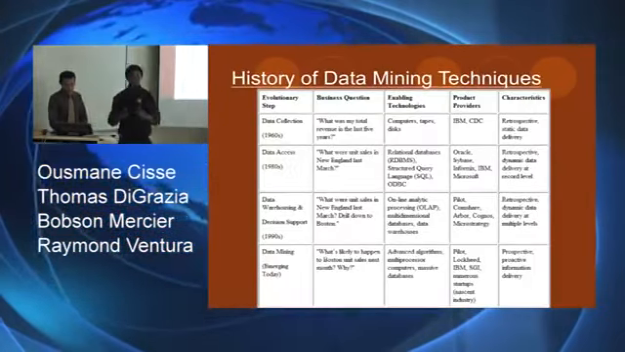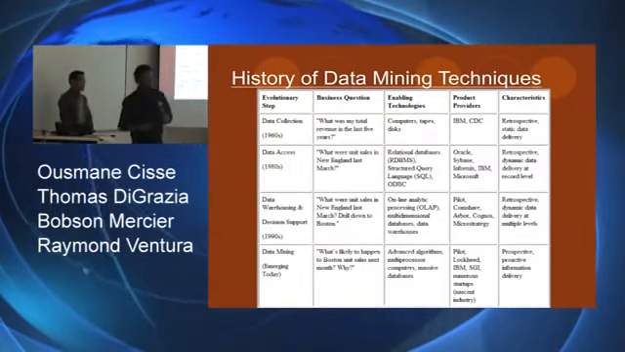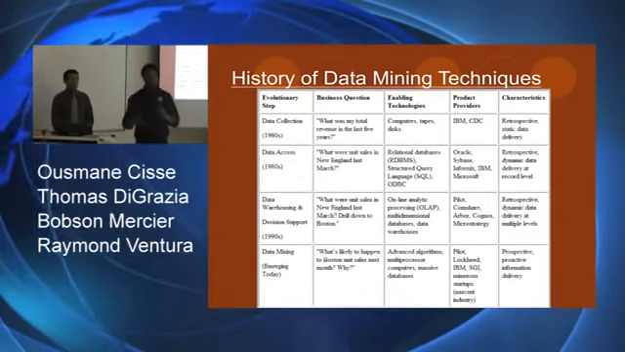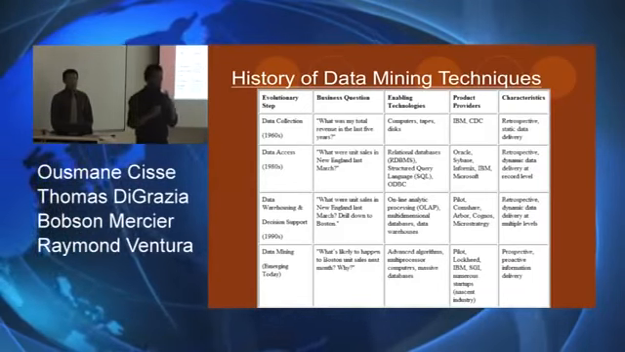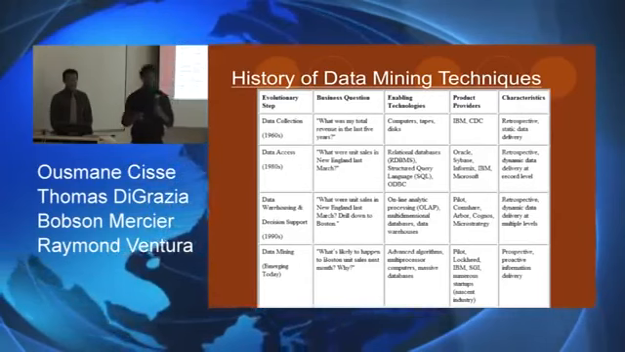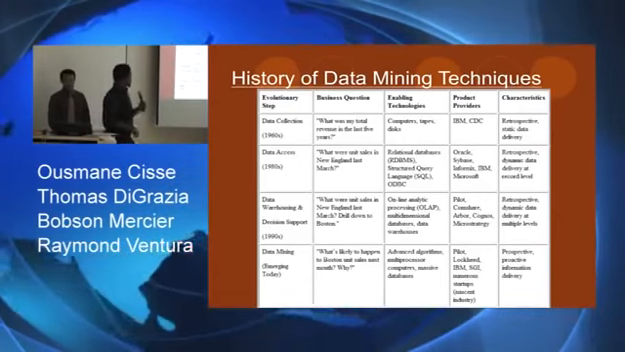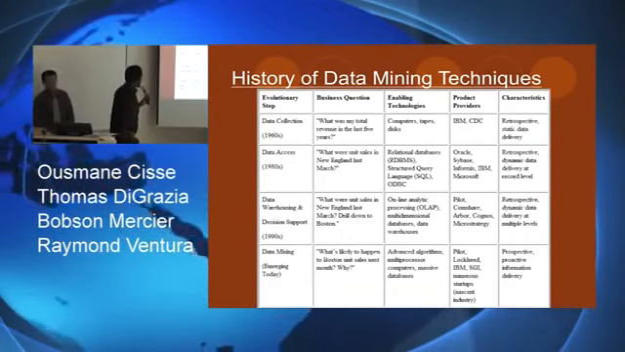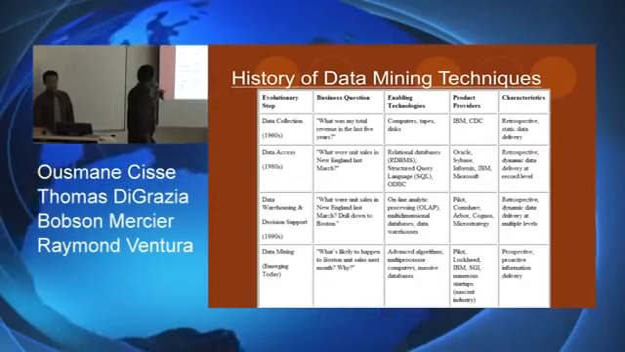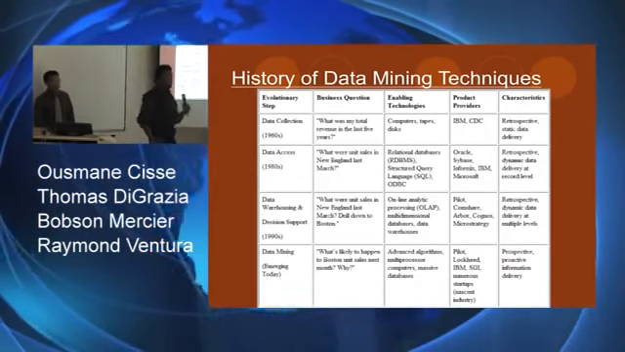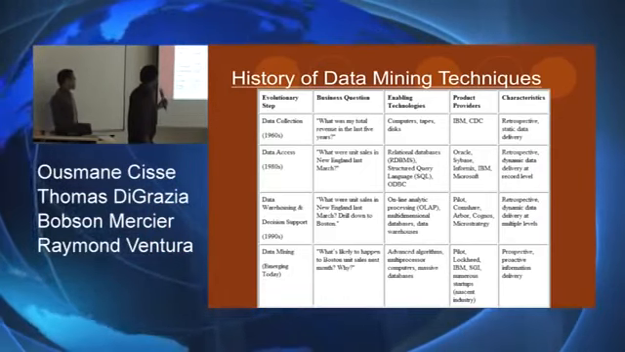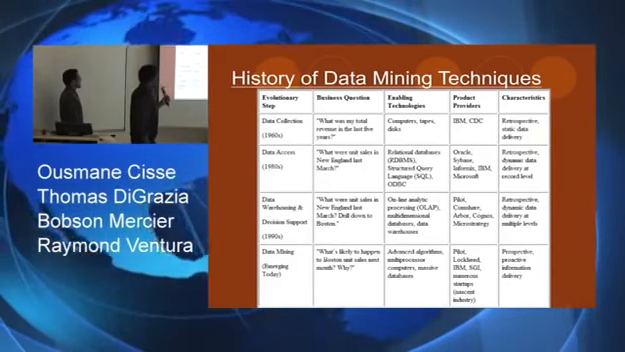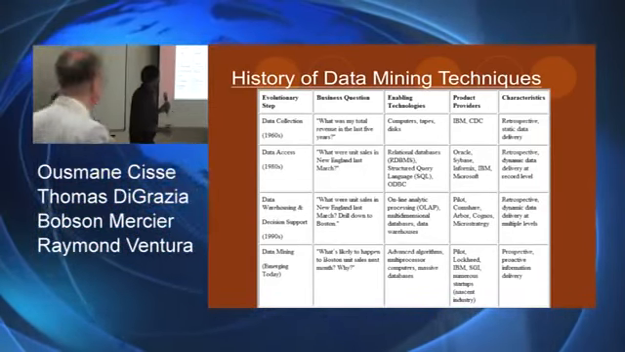Whenever you swipe your debit card at a grocery store, or whenever you have an online transaction, or maybe use an ATM, that information is stored within that organization's database, and then they use that data for strategic information. Here we have some history of data mining techniques. As you can see, in the 1960s, when computers, tapes and discs were first being introduced to the masses, the product providers were IBM and CDC, and the characteristic was retrospective static data delivery.